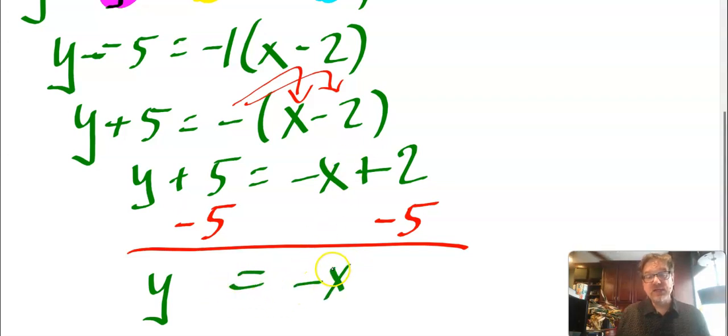Equals, bring down that negative x. 2 minus 5 is negative 3. Boom. There it's in the proper form.